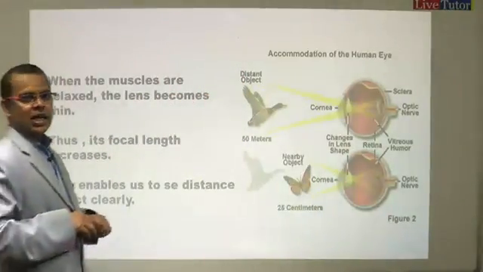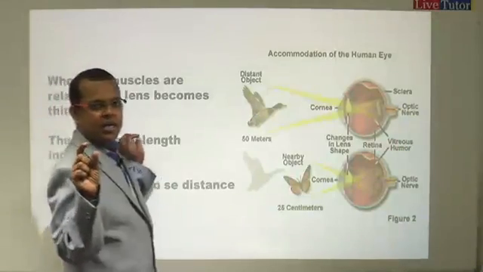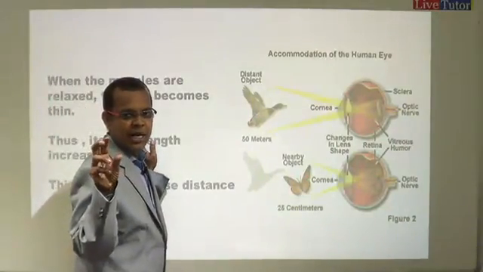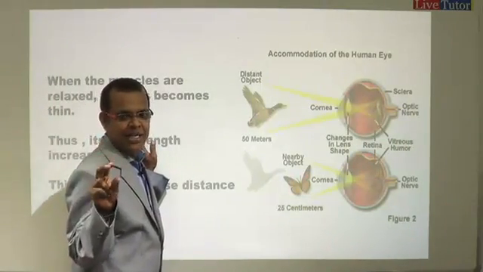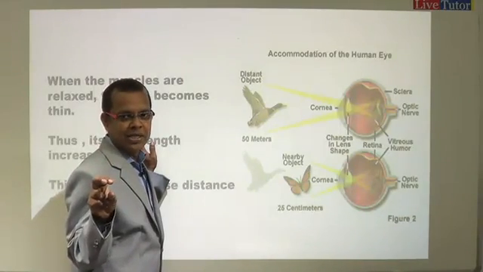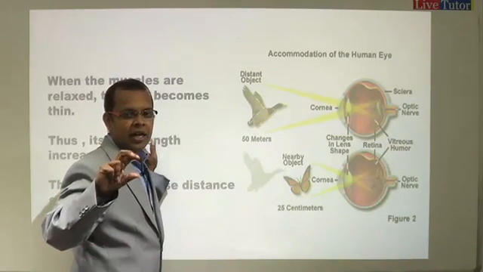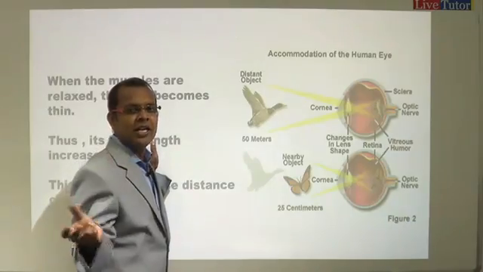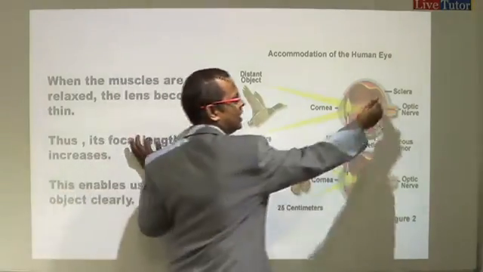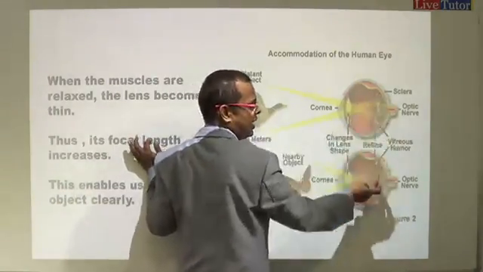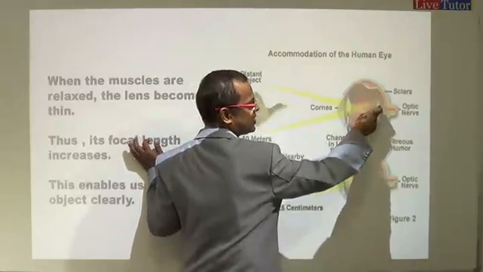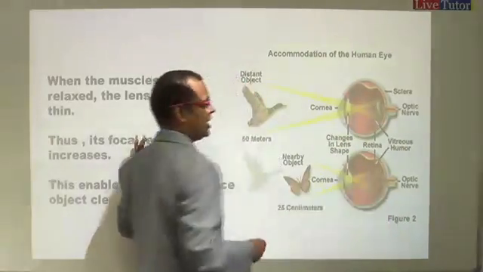Now what happens? The lens is adjusting itself so that it becomes thin. When it is becoming thin, what happens? The image will be seen very clearly on the retina. You can see the difference in the image. The image here is not clear. The image here is clear.